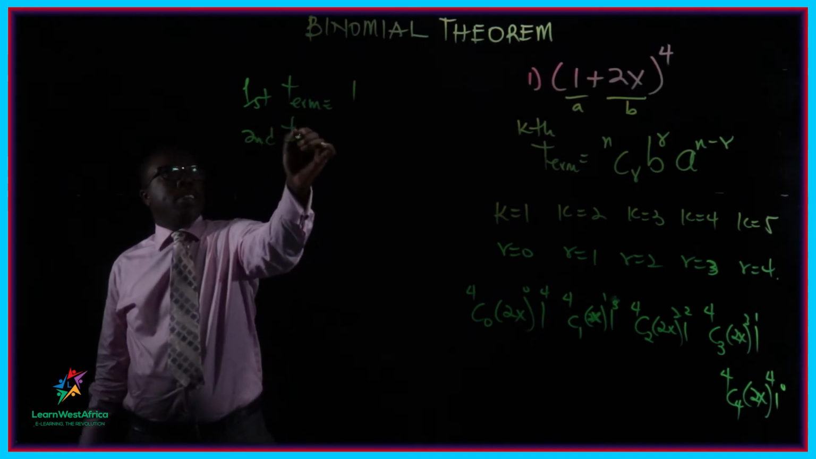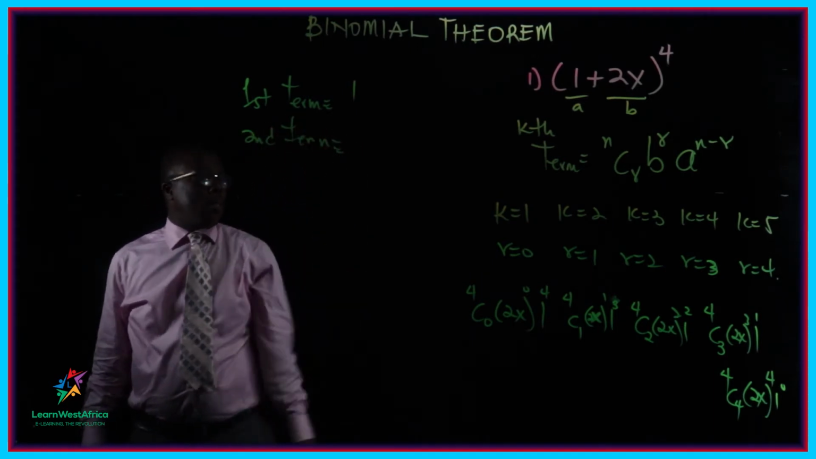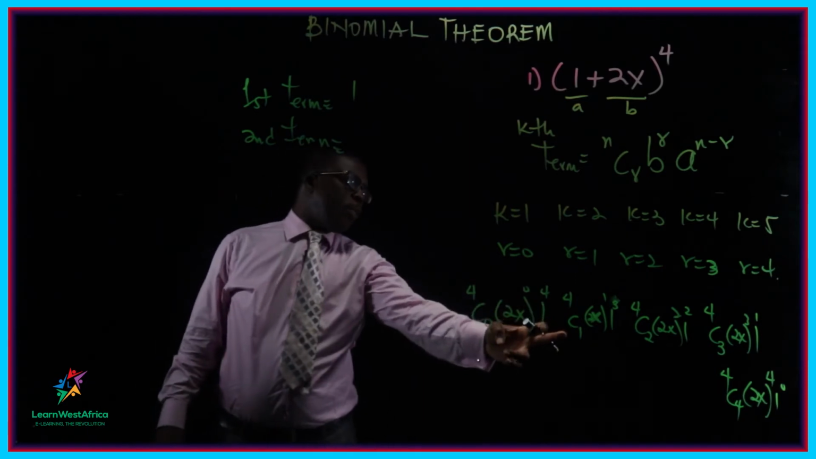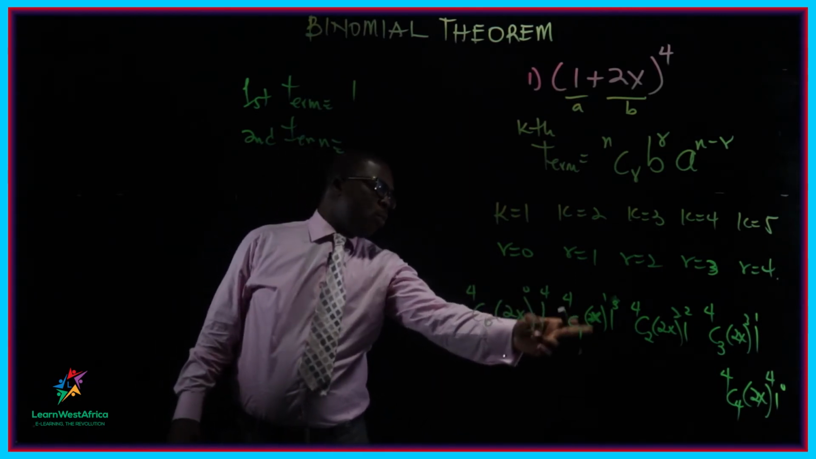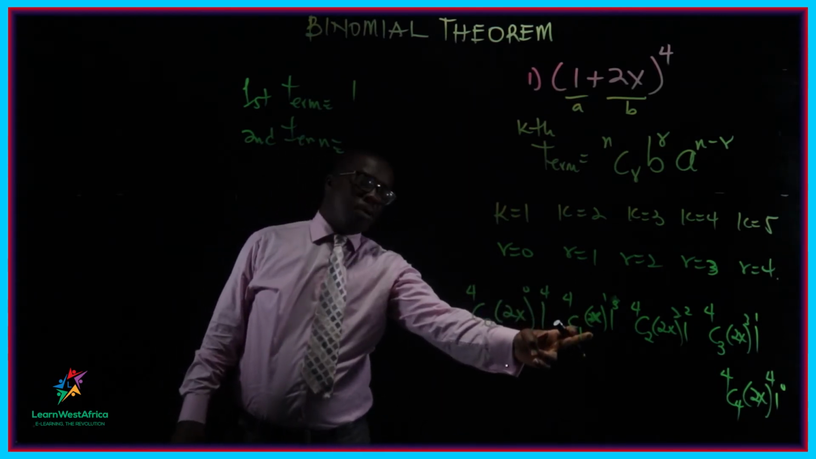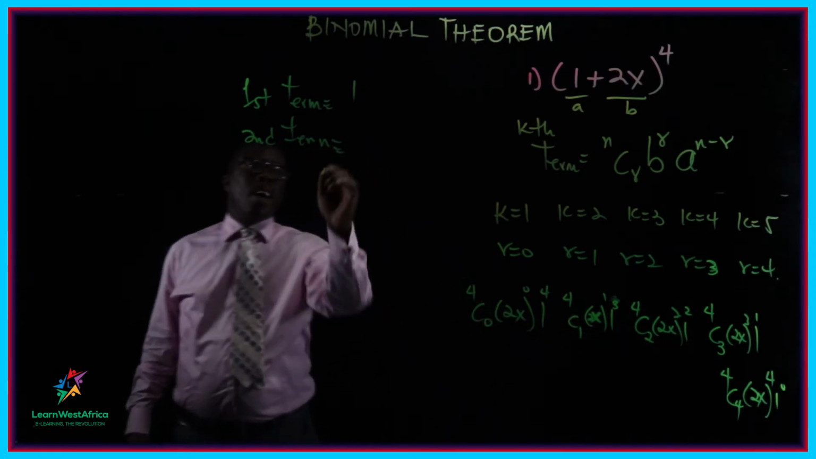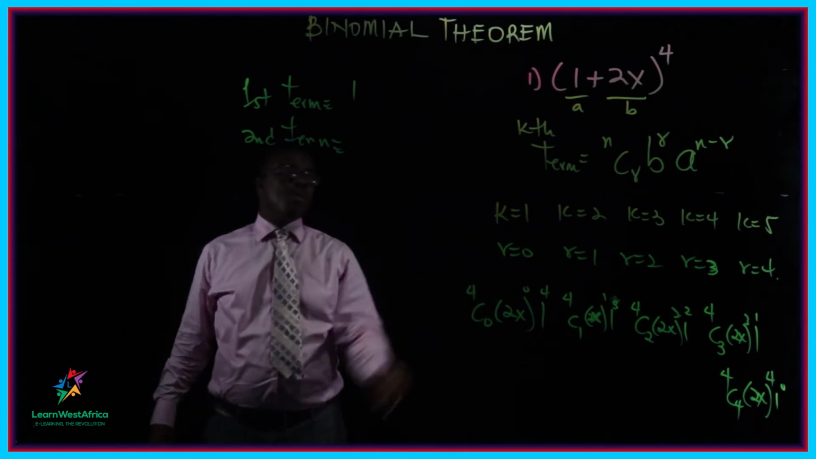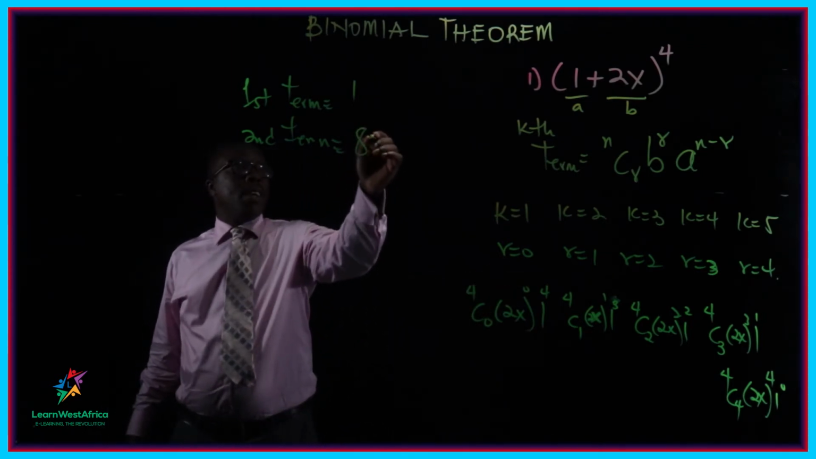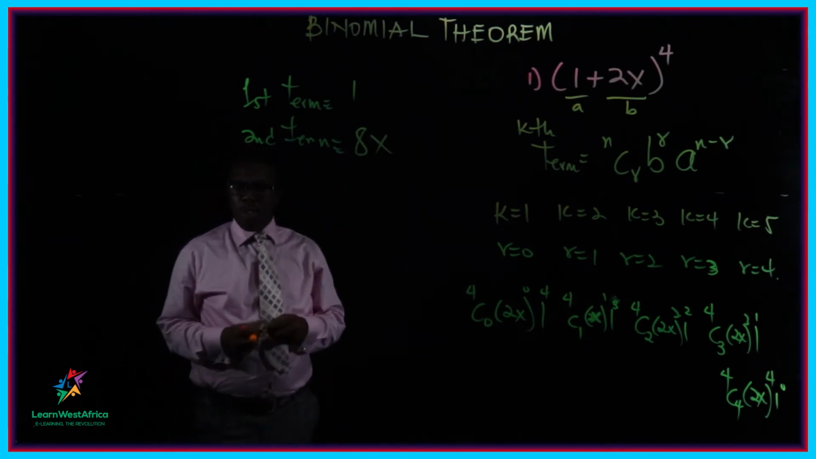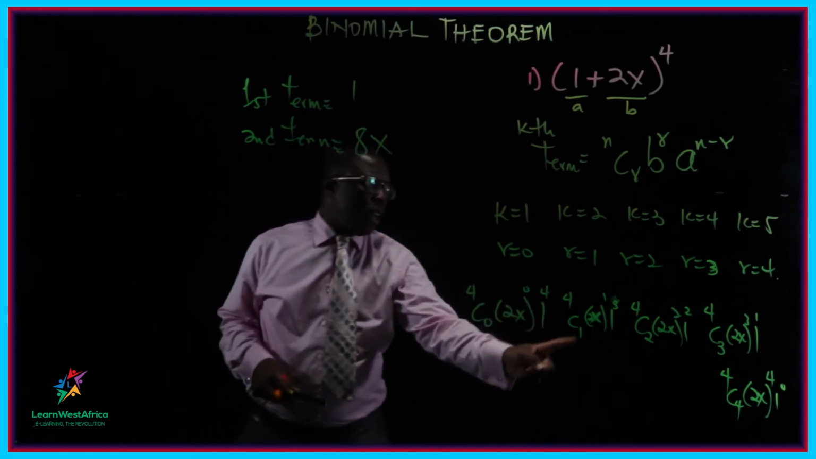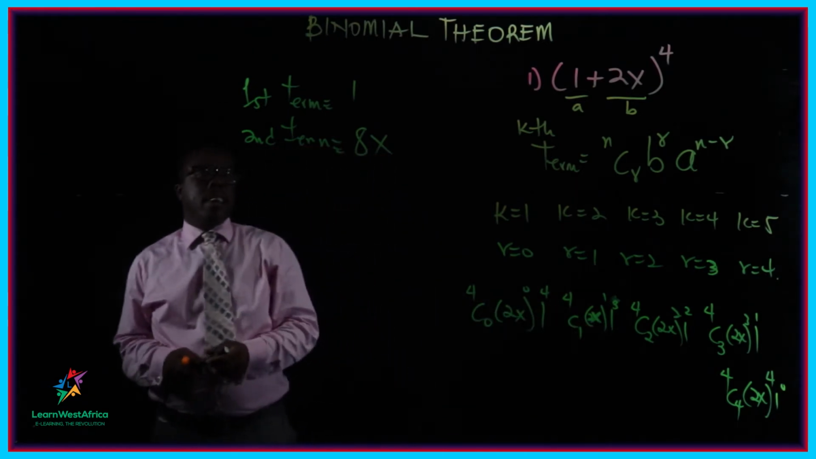What happens to our second term? A second term, 4 choose 1, we know is 4. 2x raised to the power 1 is all 2x. Then we have 1 cubed, that gives you 1. So you're going to have 4 times 2x, and that's going to give you 8x. Sure, that should not be difficult for you to see. 4 times 2, okay, 8x.